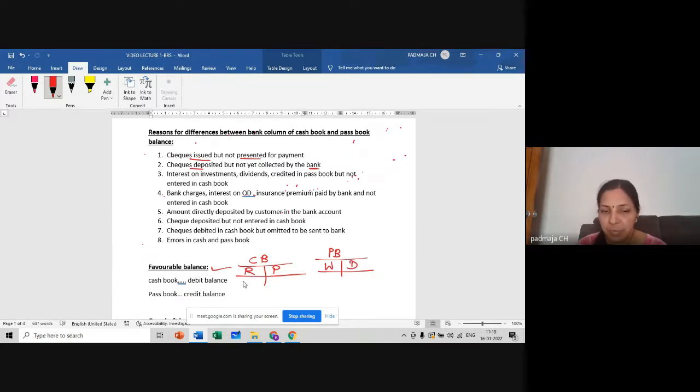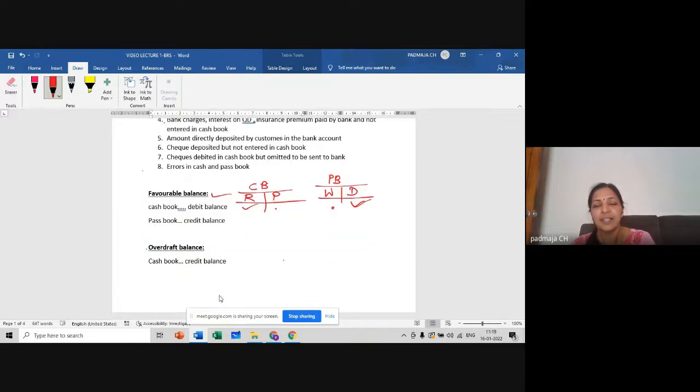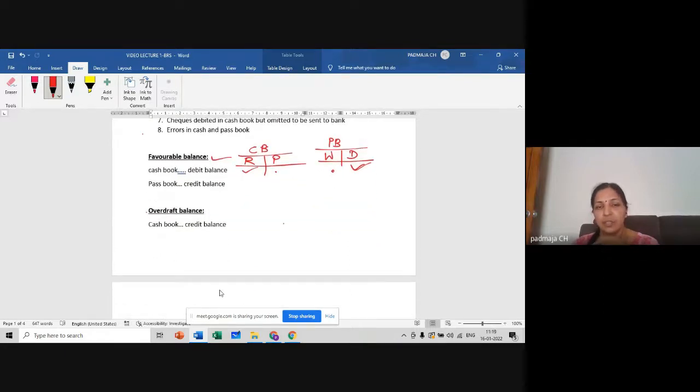So if receipts are more, if deposits are more, what do we call it? We call it a favorable balance. If payments are more or withdrawals are more, then what do we call it? We call it an overdraft balance. So is this clear?